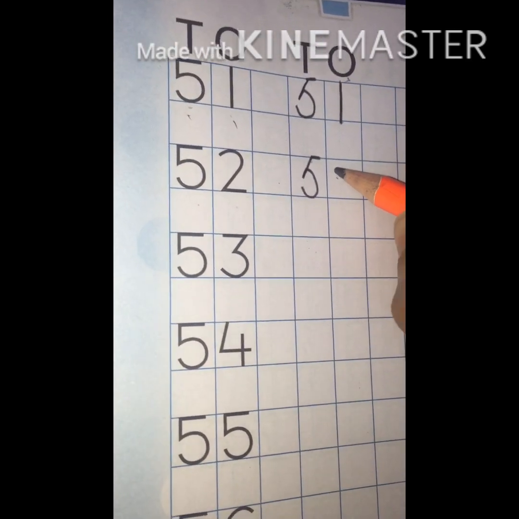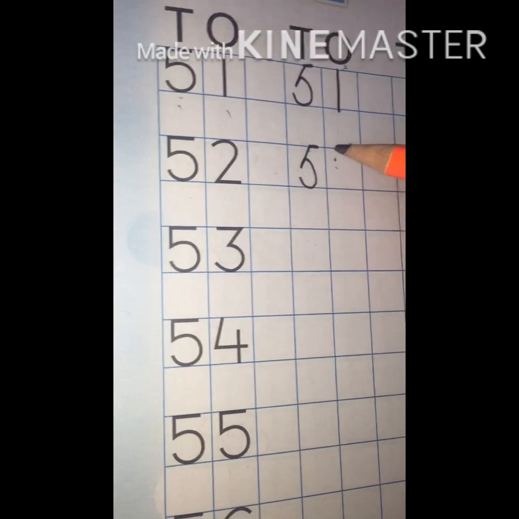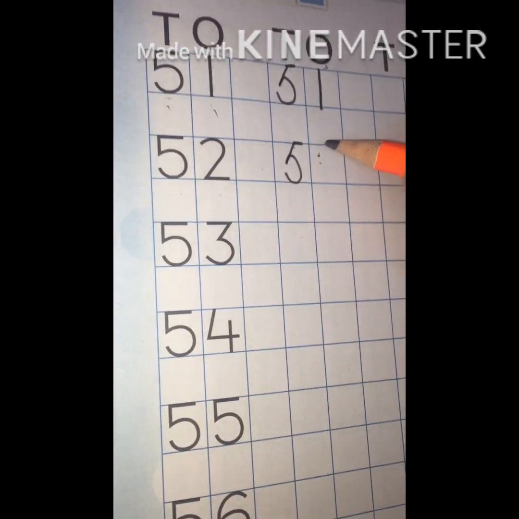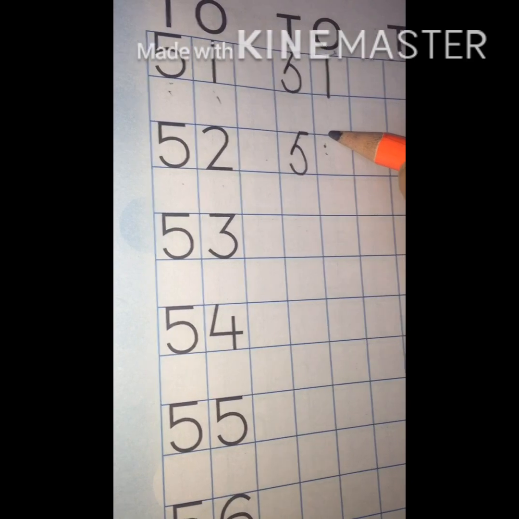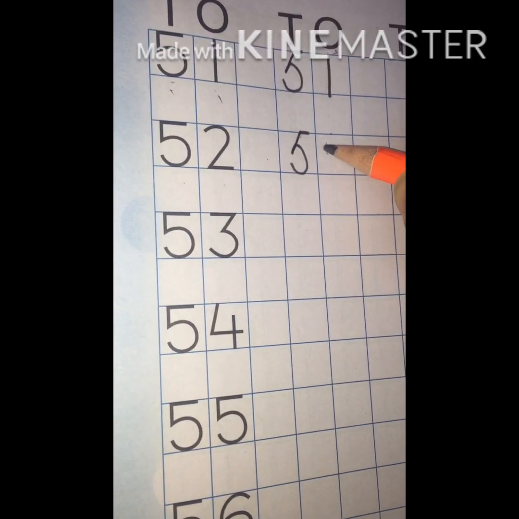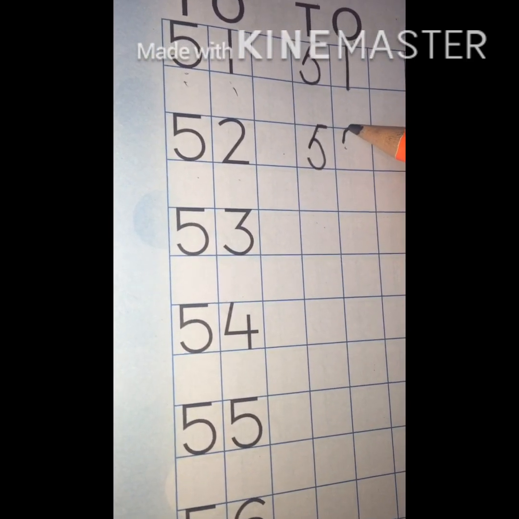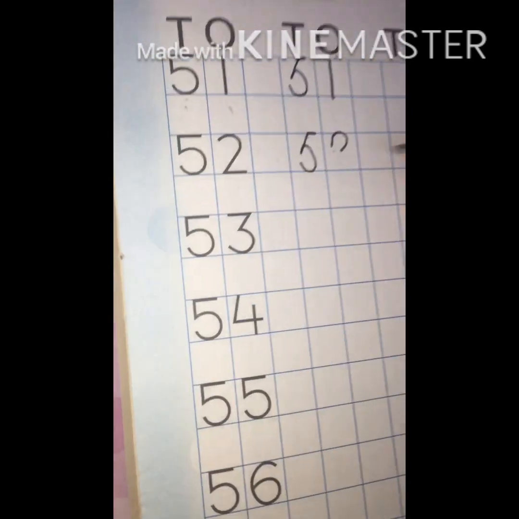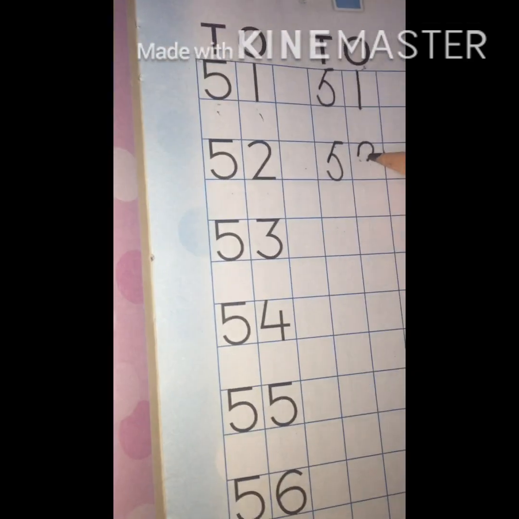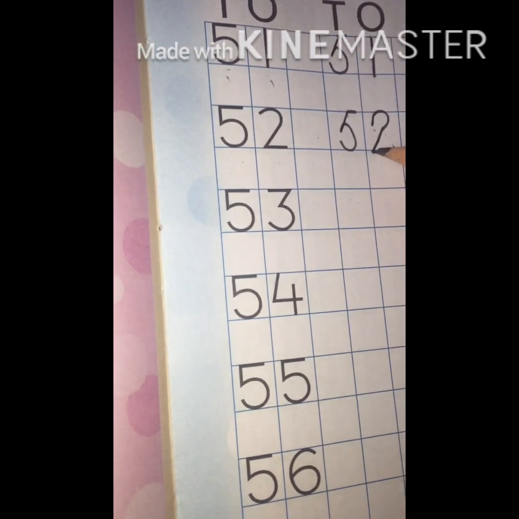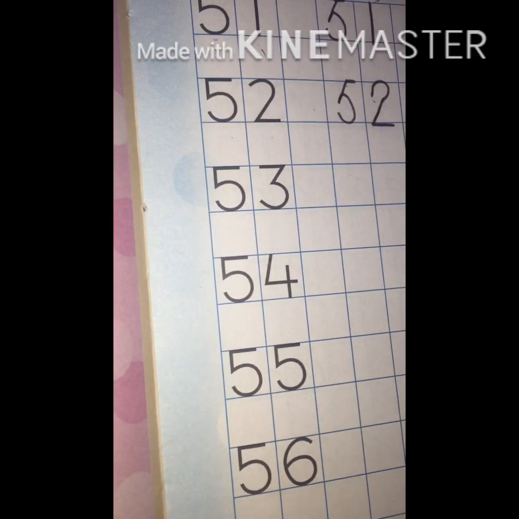Start from under the line. Under the line means below the line. You are not to start from here. You have to start from under the line. Go up, touch the line, make a hook. This is called hook. Then slant line and sleeping line.